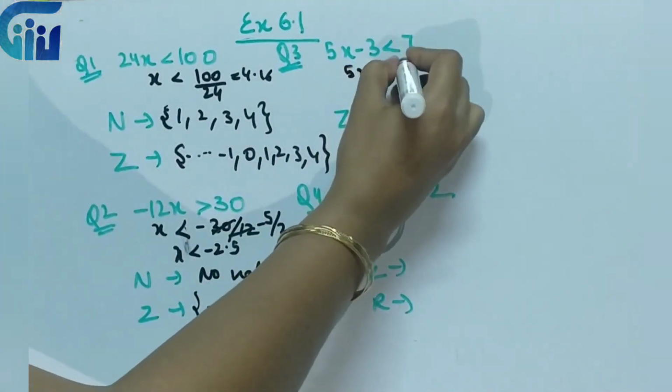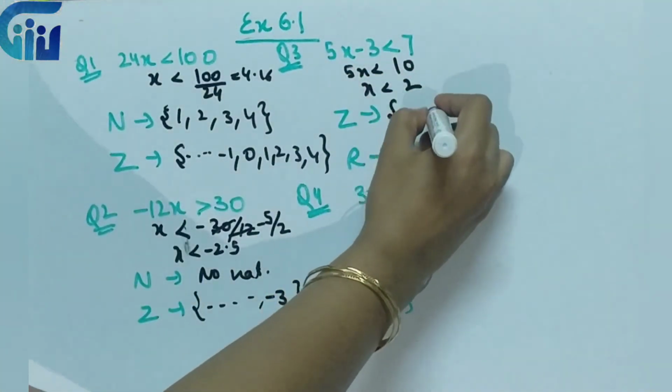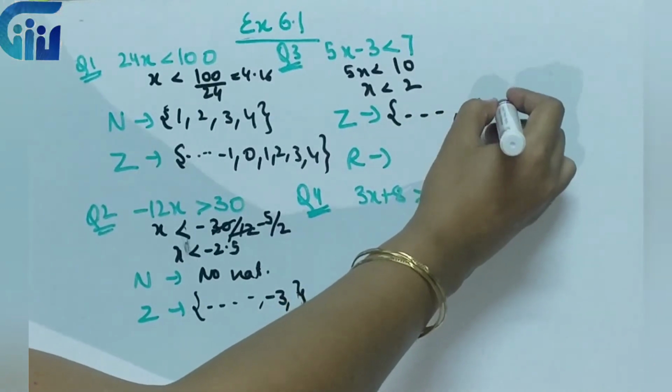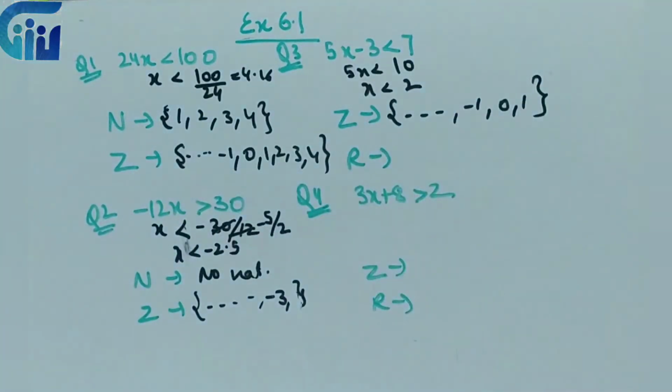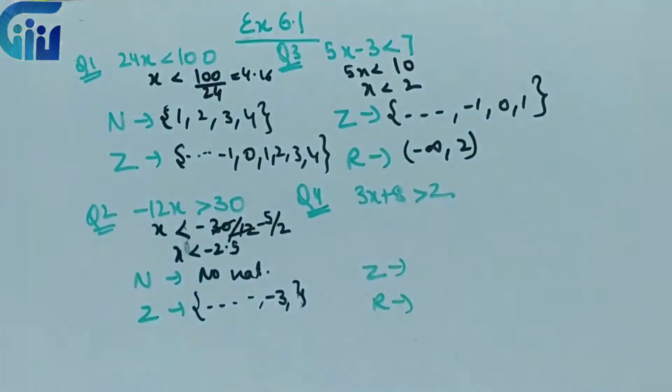5x is less than 10, so x is less than 2. If we have to write integers, we will write dot dot, minus 1, 0, 1, since it's less than 2. If we have to write real numbers, here the interval comes into the picture. Again, go through the previous video and revise how we are writing the intervals. Less than means minus infinity to 2, excluding 2.